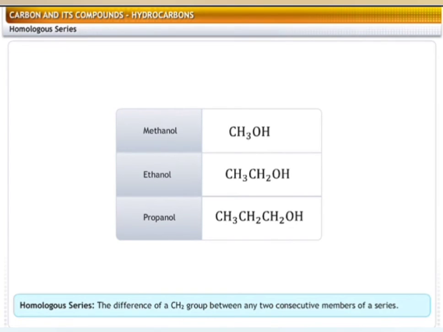Let's consider the family of alcohols. The functional group in alcohols is OH. Methanol with a molecular formula CH3OH, ethanol with a molecular formula CH3CH2OH, and propanol with a molecular formula CH3CH2CH2OH. We observe that the difference between methanol and ethanol, and the difference between ethanol and propanol, is by a CH2 group.